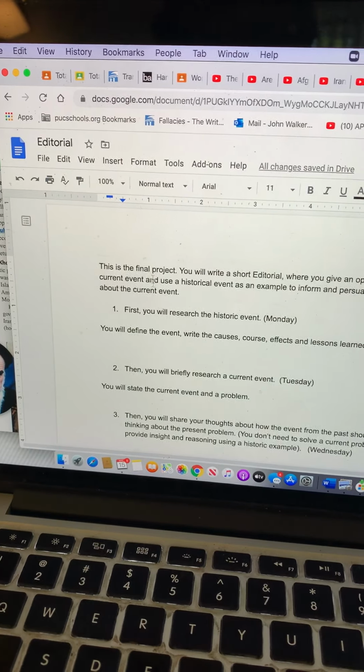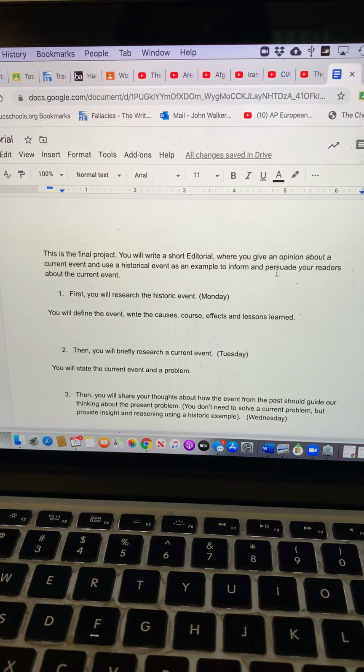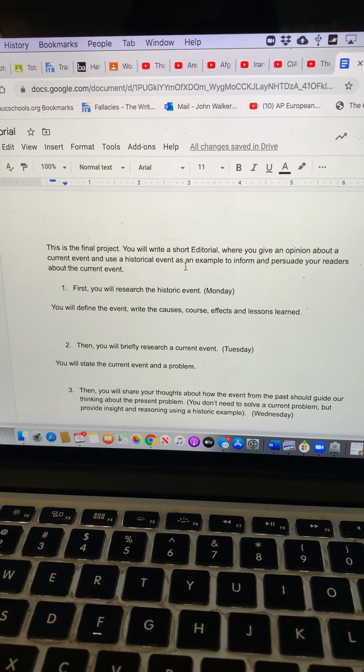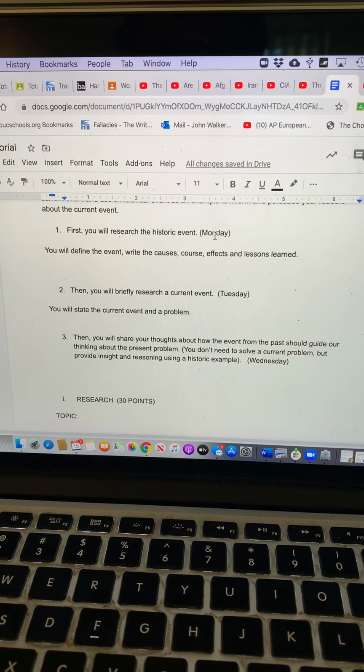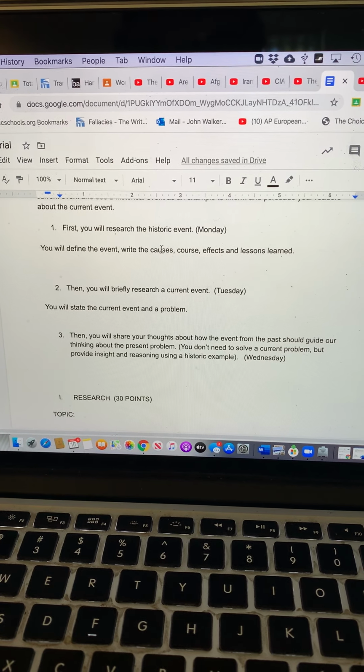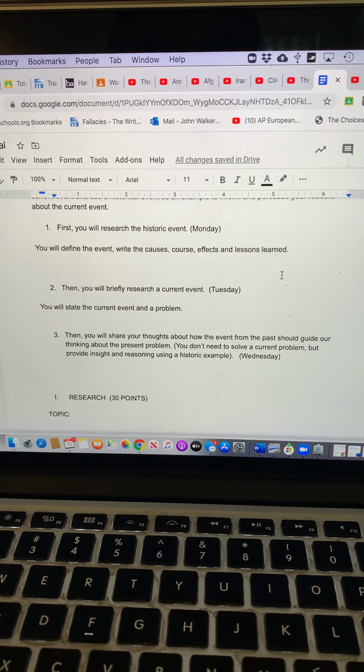So it says editorial. This is the final project. You'll write a short editorial where you give an opinion about a current event and use a historical event as an example to inform you. And so today, Monday, you're researching the historic event. You're going to write the causes, course, effects, and lessons learned.